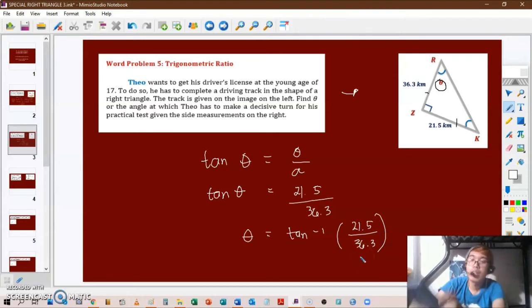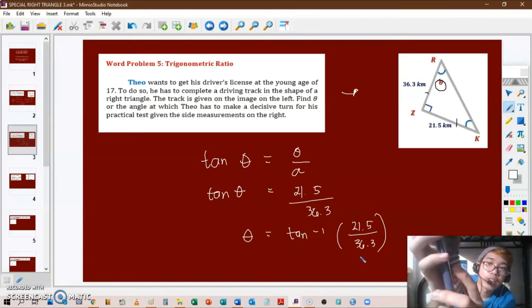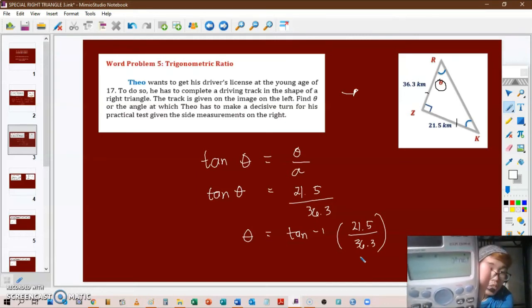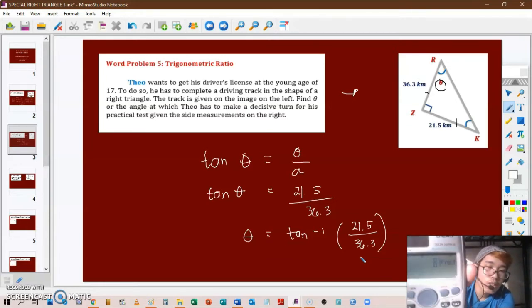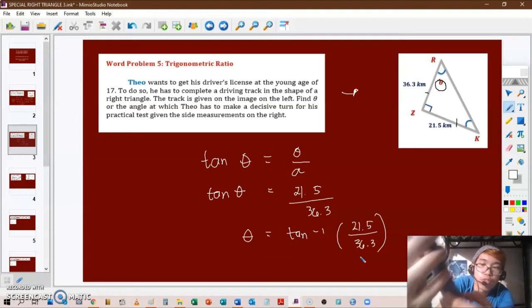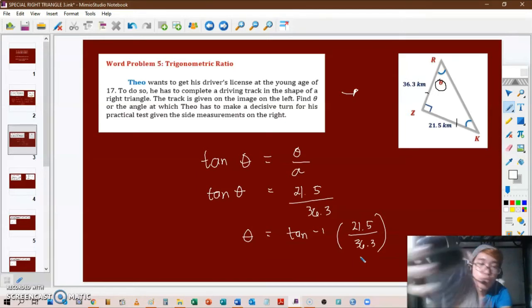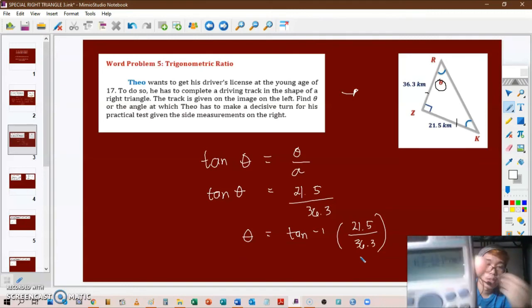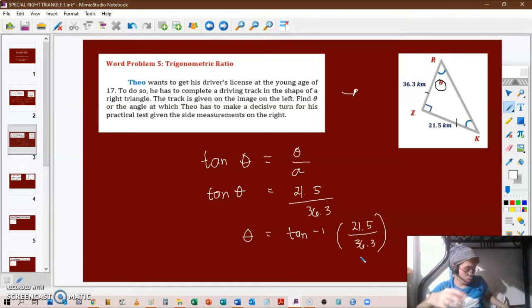Using your calculator, how can you find the inverse tangent? You just press shift, and then you find tangent. So you press shift tangent, and then input the fraction that you have there. So that's 21.5 all over 36.3, and then just put a close parenthesis on that one. There you go, and that's going to be equal to 30.64 degrees.